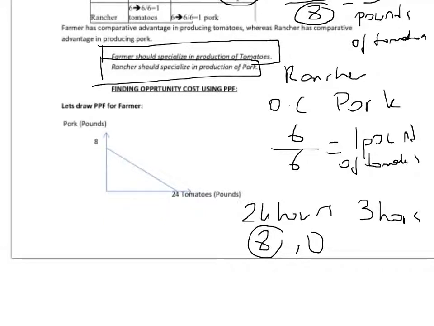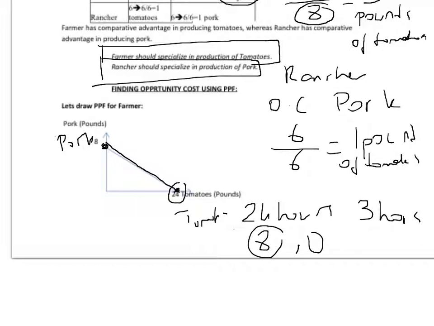So 0, 8 is one of the points here. This is pork. This is tomato. And we will do the same thing for tomato. If the farmer has 24 hours and each tomato requires 1 hour, if he devotes all the hours to tomato production, he can get at most 24. Since he doesn't have any left for pork, 24, 0 is another point. And after finding these two points, you connect them and you will find the production possibility frontier.